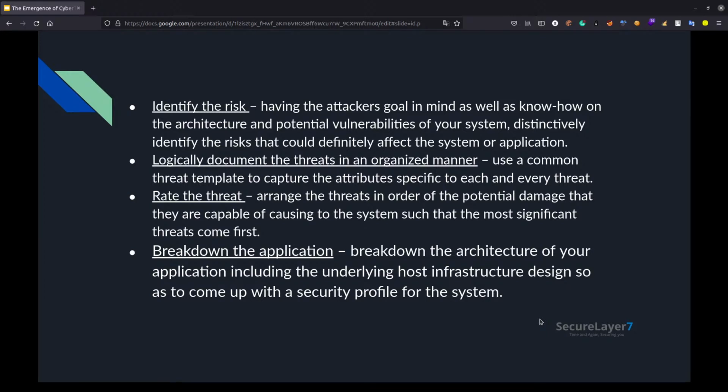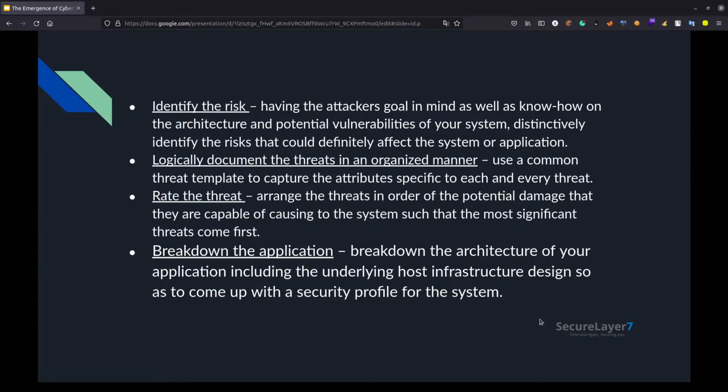The next step is rate the threat. Arrange the threats in an order of the potential damage that they are capable of causing to the system, such that the most significant threats come first. And the last is break down the application. Break down the architecture of your application, including the underlying host infrastructure design, so as to come up with a security profile for the system.